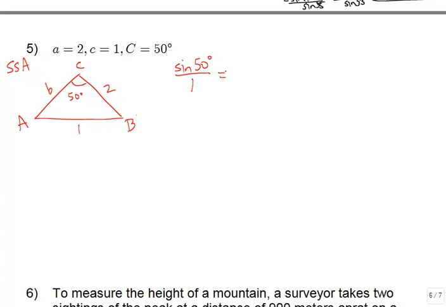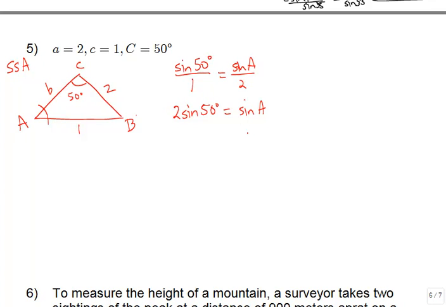now which pair should I use? I don't want to do sine of b over little b because I don't know either one of those values, but I do know side little a. So if I do sine of angle A over 2, then that gives me enough information that I can solve. So if we cross multiply, we get 2 sine of 50 degrees equals 1 times sine of A.